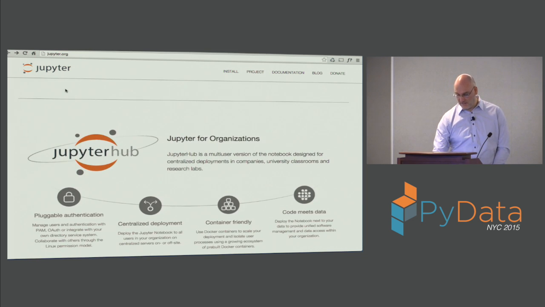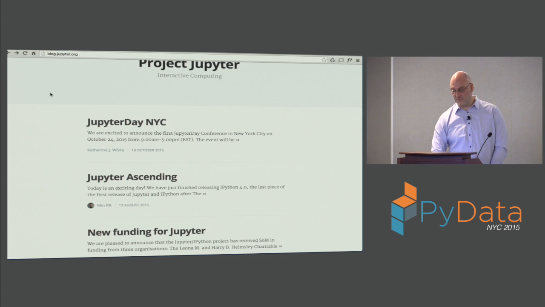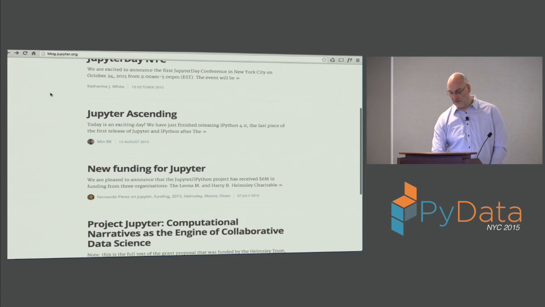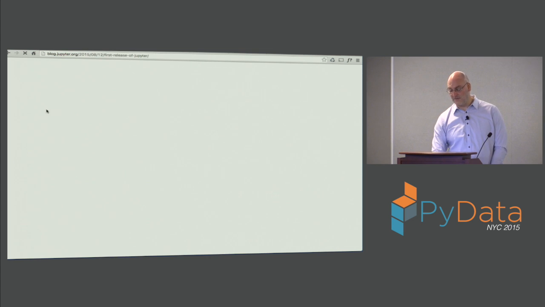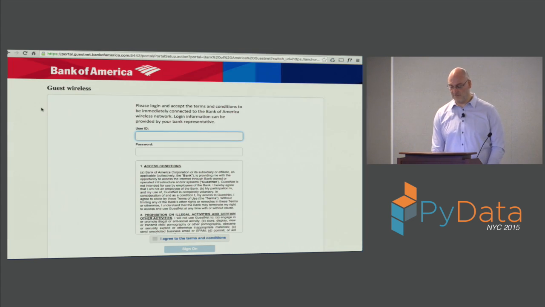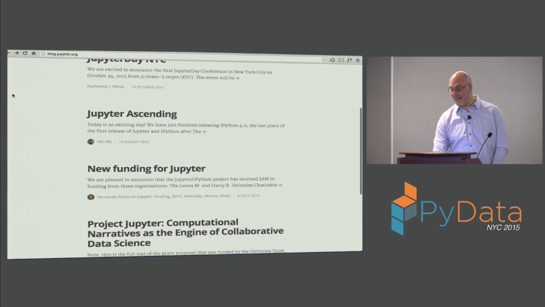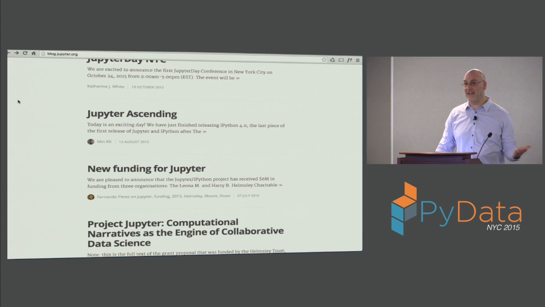The next thing that we've been up to is this last summer, we released the first version, or version 4.0 of IPython and Jupyter. I won't try to actually show you anything. This was the first release of the project under the Jupyter package name.